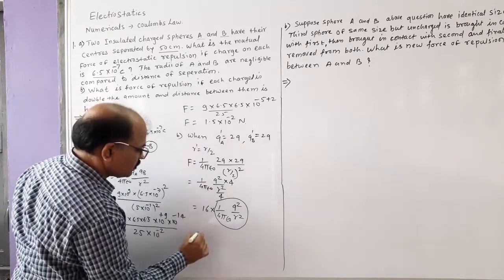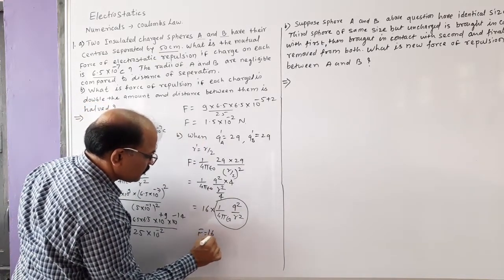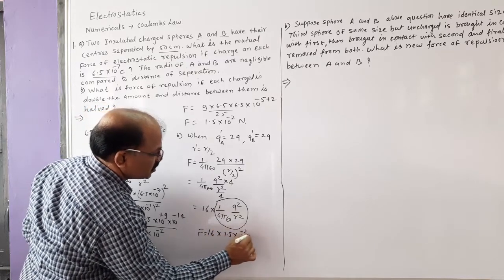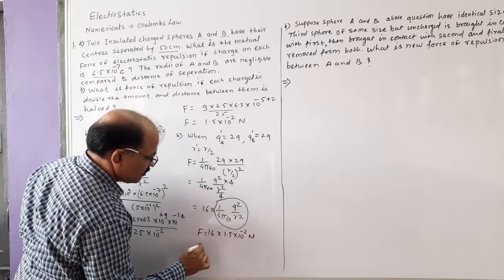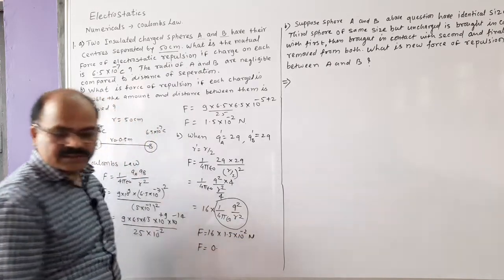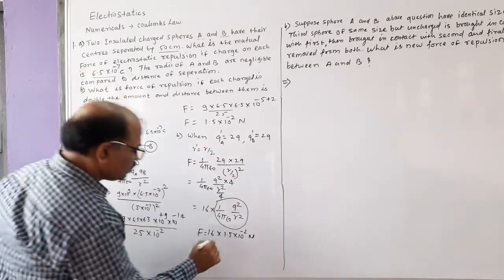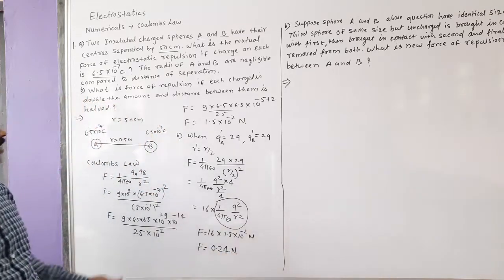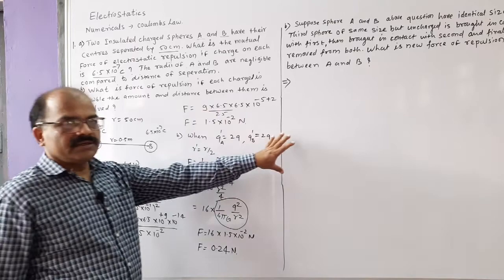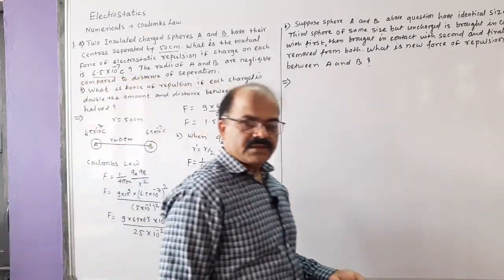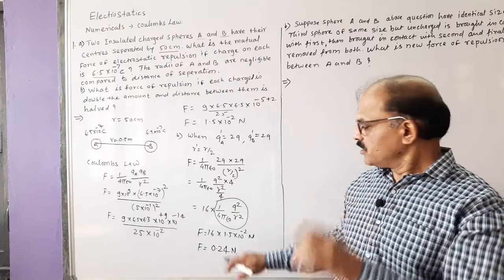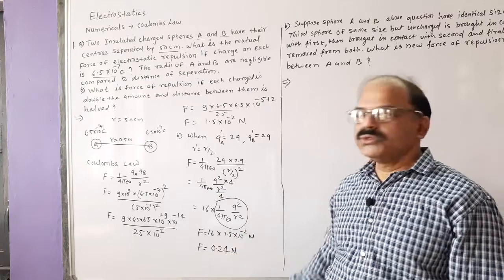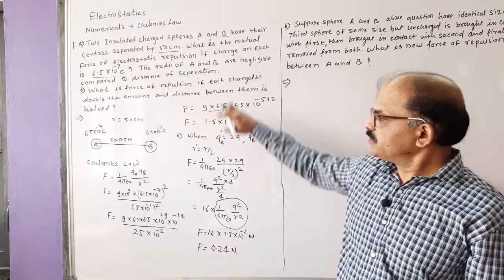In this F is equal to 16 into 1.5 into 10 raised to minus 2 Newton. So this F equal to 0.24 Newton. This will be 0.24 Newton. Means when charge is doubled and separation distance is reduced to half, their electrostatic force of repulsion will be 0.24 Newton. So this is the part of the question.